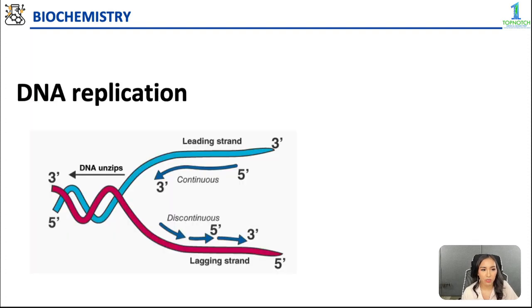So let's look at this photo of DNA replication. Simplified na ito. But basically, the strands are synthesized in opposite directions. The first one is the leading strand, continuous siya, while the lagging strand is synthesized discontinuously.